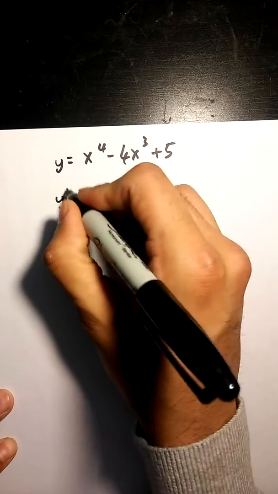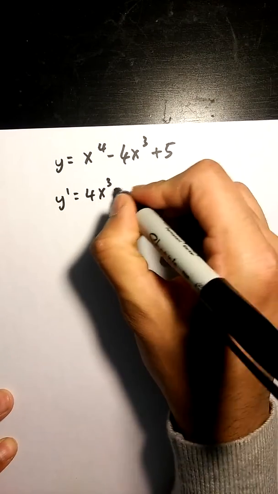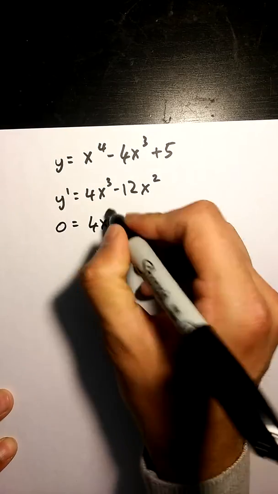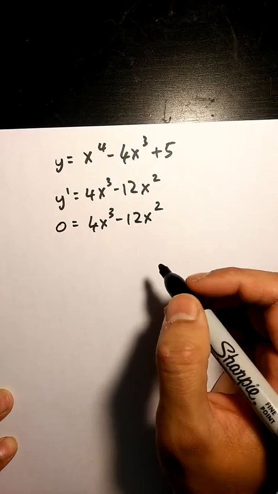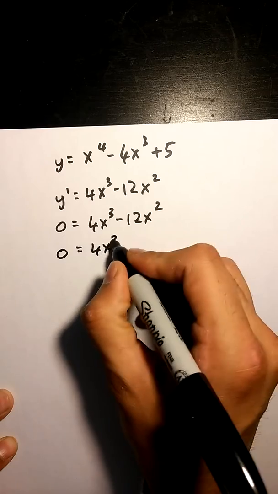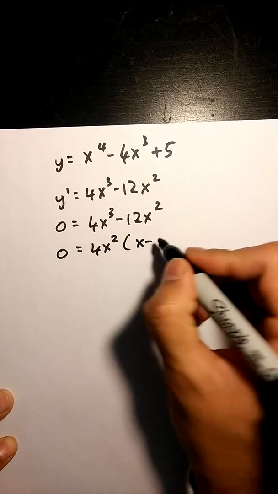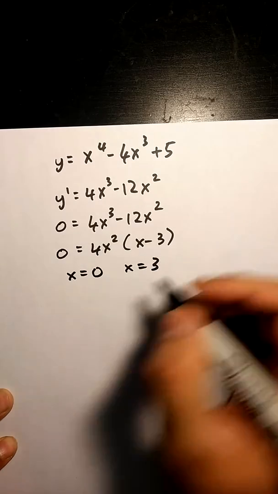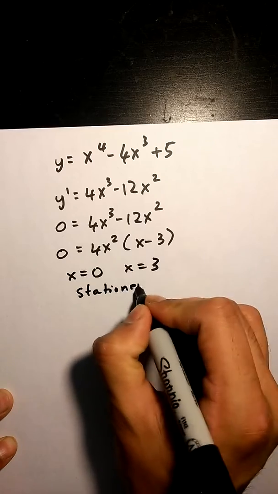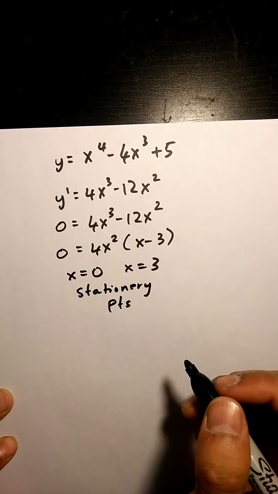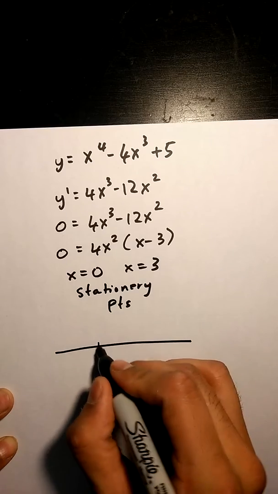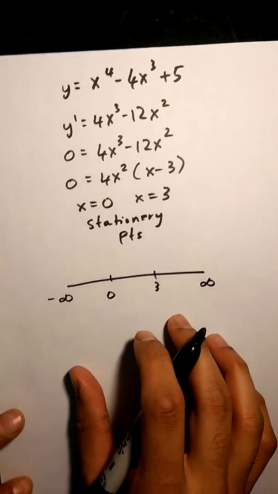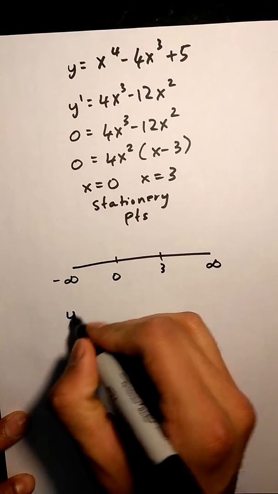Okay, so again we start by deriving this equation. Once we derive it, we make it equal to 0, and then we factor. And then we find our stationary points. Once we find our stationary points, we can put them on the number line. Test for our intervals of increase and decrease.